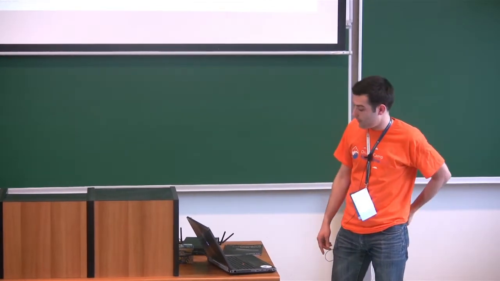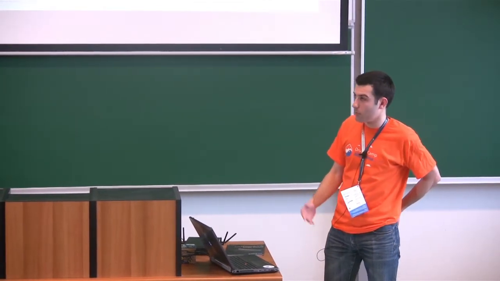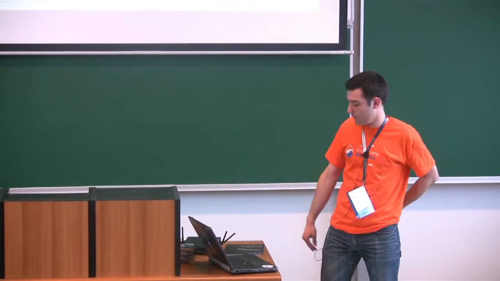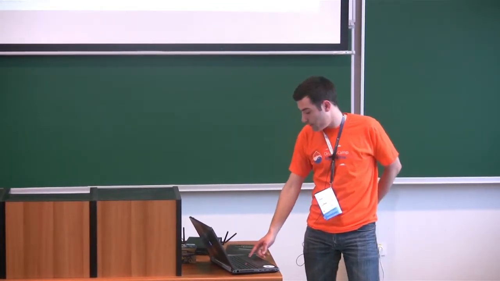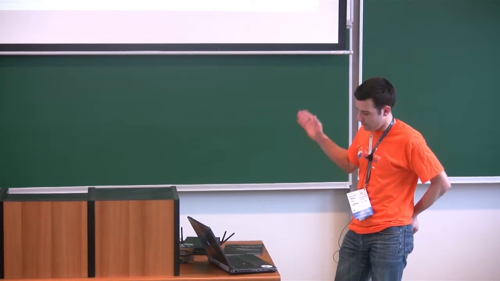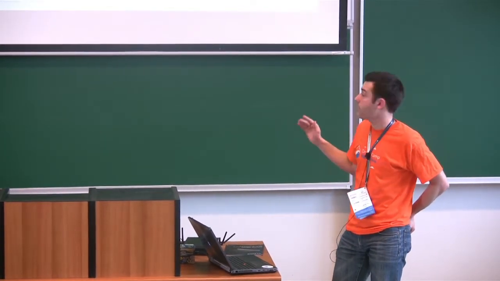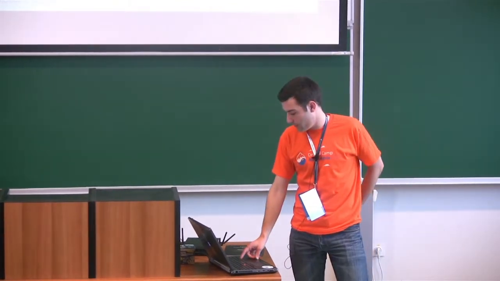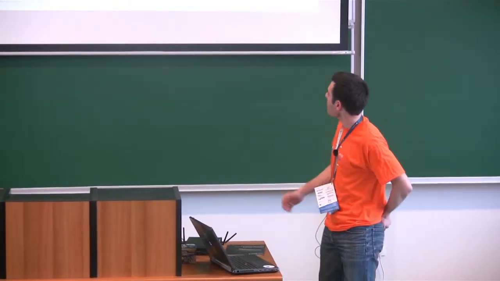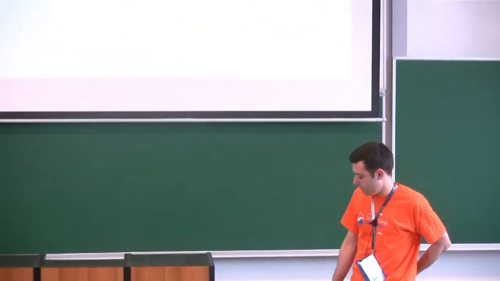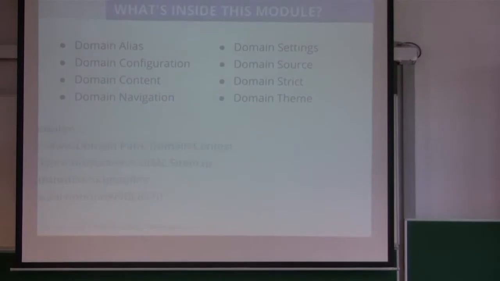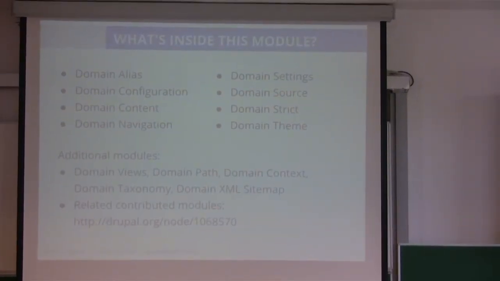Domain strict just tells you that some user has to be part of the domain to watch all the content, and domain theme gives you the ability to give different themes for different domains, and it also gives you some additional settings for each domain, like let's say in theme settings, you get additional settings.